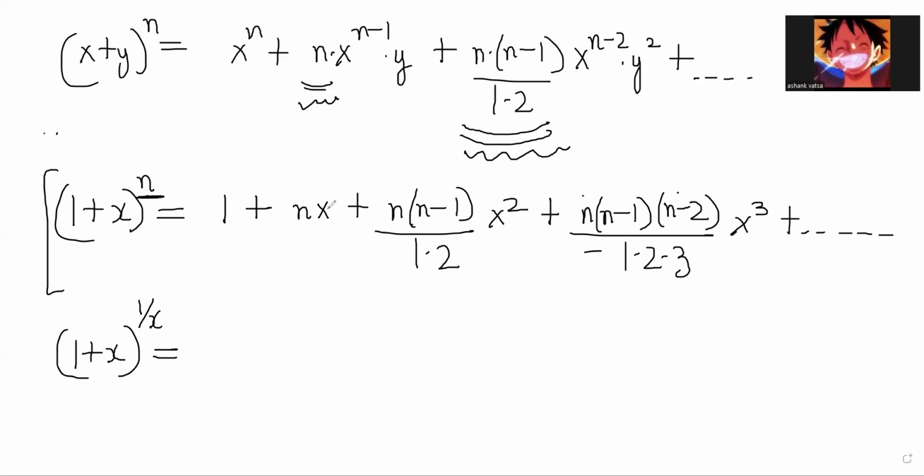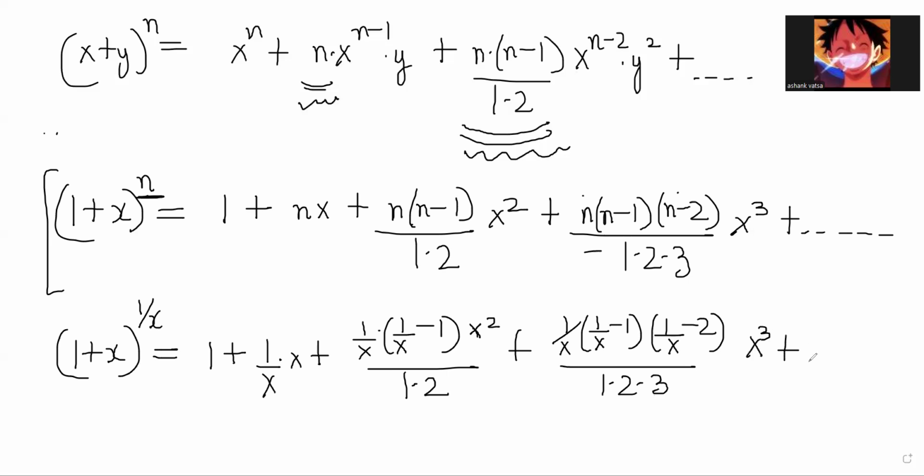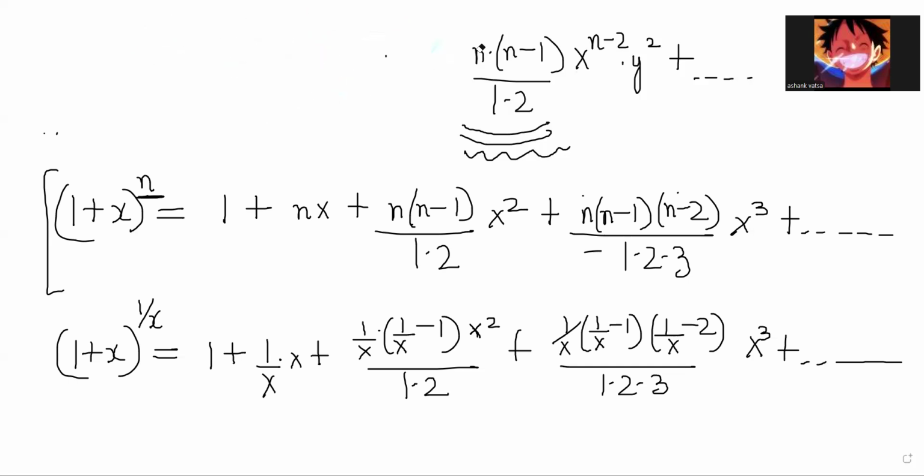तो n के जगह पे क्या डालेंगे? 1 by x. So 1 by x times x plus 1 by x minus 1 times x square by 1 into 2 plus 1 by x minus 1 by x minus 2 by 1 into 2 into 3 x cube and so on, right? इसको थोड़ा सा simplify करते हैं. A little bit of simplification for this.